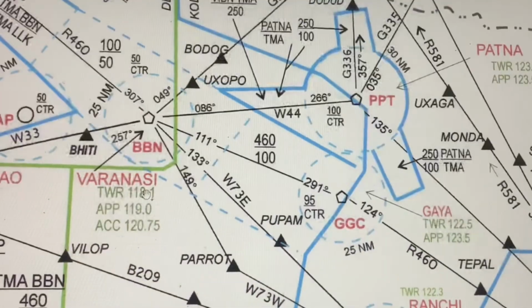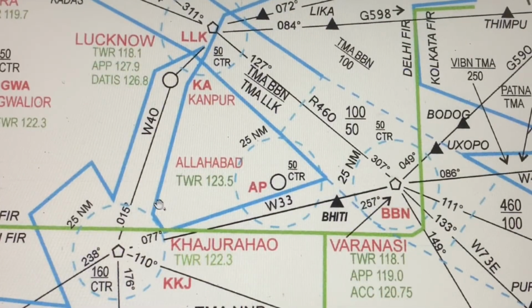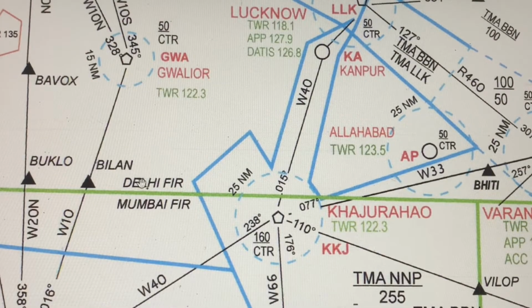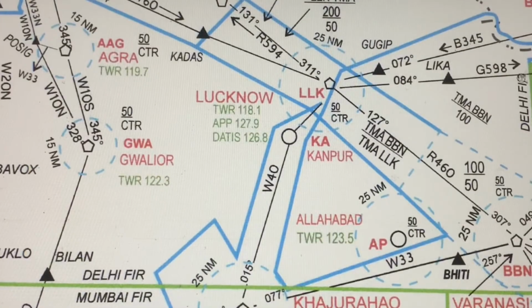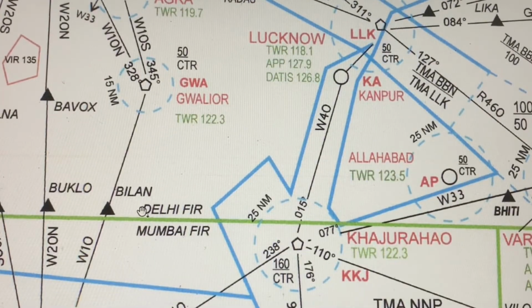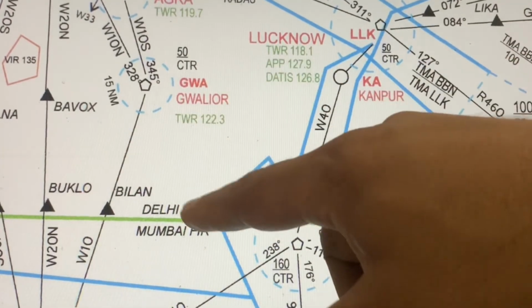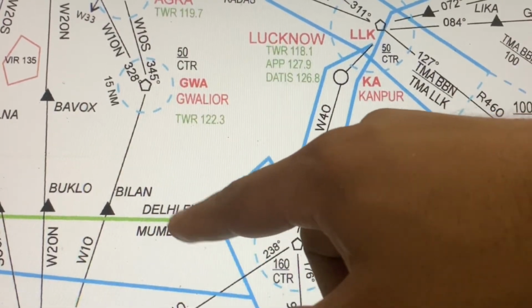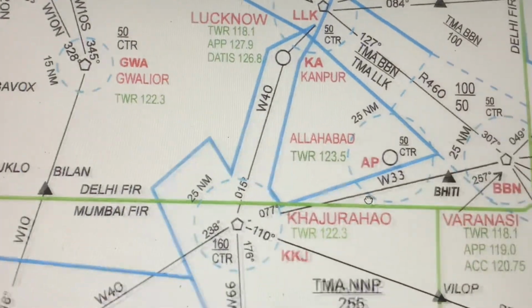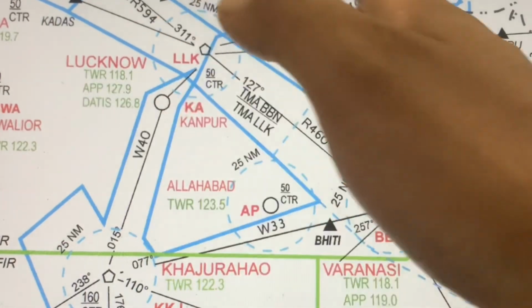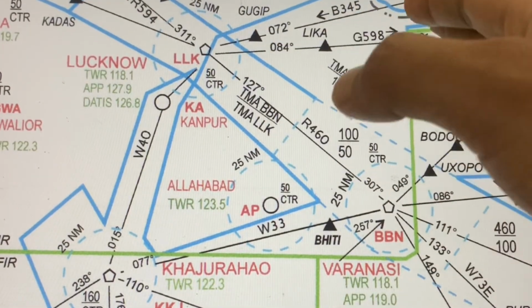Next, friends, there is something called FIR. FIR is flight information region. Like in our country India, we have a few FIRs, like Delhi FIR and Mumbai FIR are shown. This green solid line, as you can see here, represents the FIR. If you see this green line, this side of the FIR is your Delhi FIR, and on the other side of this green line is your Mumbai FIR. Likewise, if I go to the other side, this side of this green solid line is your Delhi FIR, and on the right hand side of this green line is your Kolkata FIR.